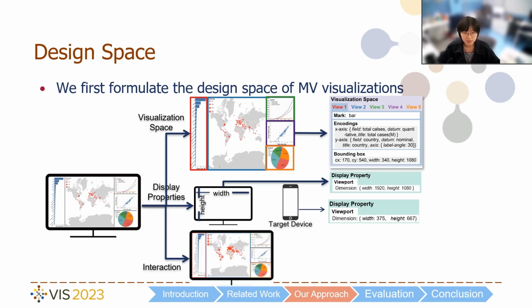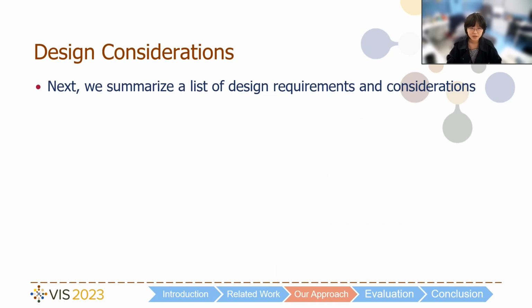When it comes to interaction, apart from the basic interactions, we have incorporated links among multiple views. Overall, we transform these design criteria into declarative requirements. Next, we have distilled the key requirements and considerations from extensive prior work.